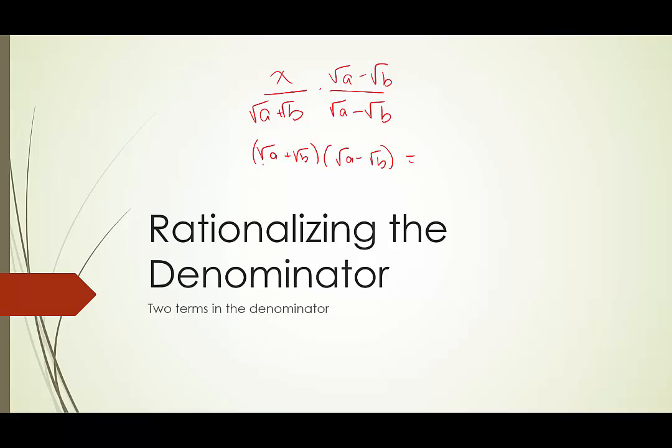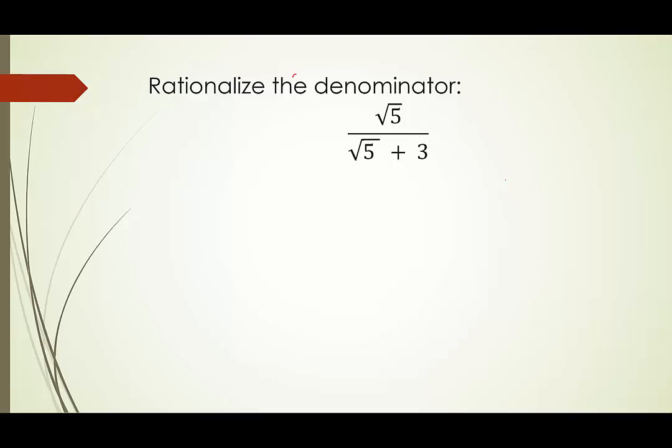If we look at the denominator, root a plus root b times root a minus root b, we end up with root a times root a, which is a, minus the square root of ab, plus the square root of ab, and then we have minus b. So those middle terms cancel. The part that had the radicals cancel, leaving us with a minus b, which should be rational. So that's basically what we want to do: multiply by the conjugate of the denominator. And we multiply both the numerator and denominator because that's what we do with fractions.